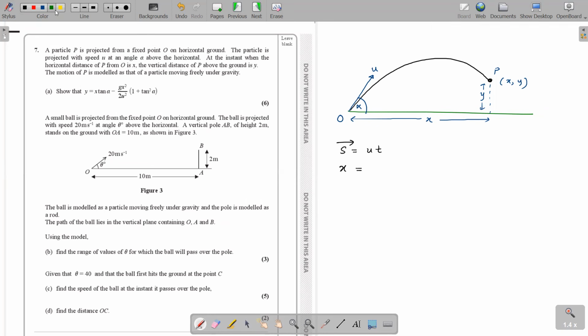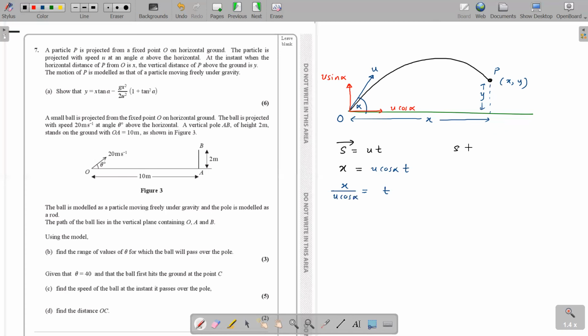What is U? When you resolve, what do we get for U? We know we get U cos alpha. Vertical will be U sin alpha. So this is going to be U cos alpha into time T. Are you with me? So I'll make T the subject because as you can see, X is there in the show that, U is there in the show that, alpha is there in the show that. So let me make T the subject, T equals X over U cos alpha. Are you okay with it?